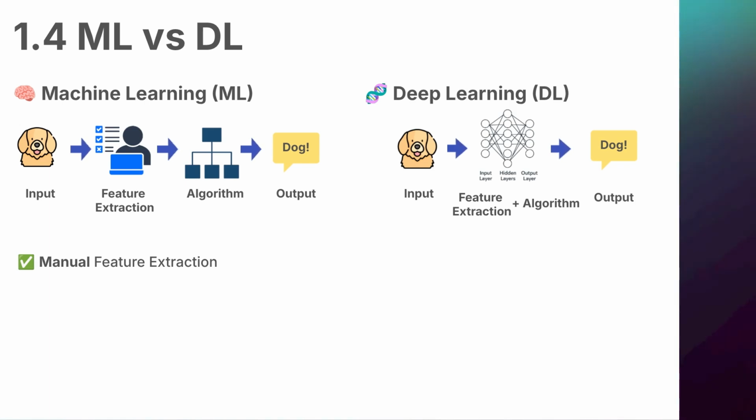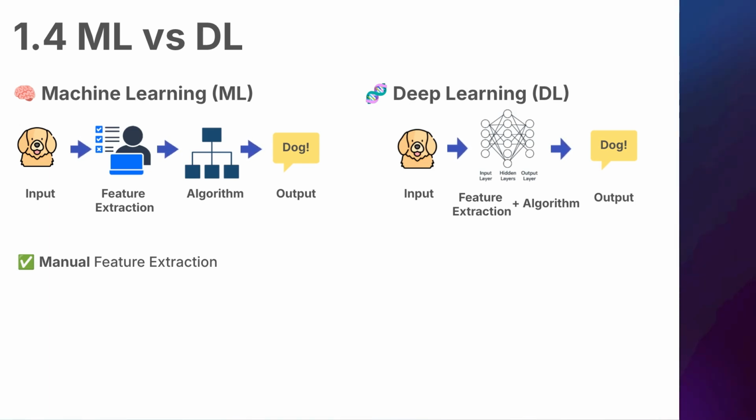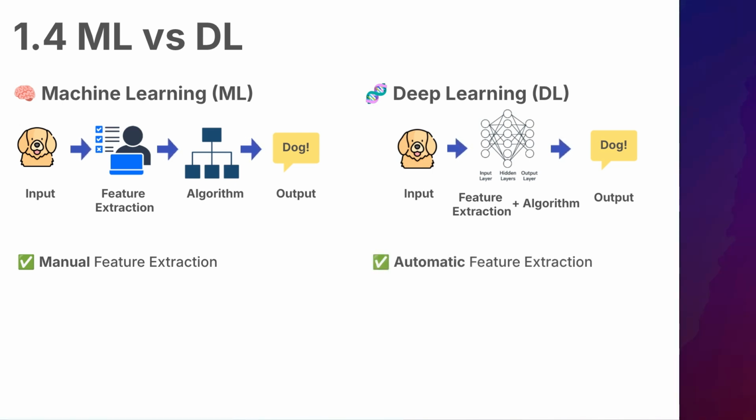In contrast, deep learning is a more advanced form of machine learning. It uses complex structures called neural networks that have many layers, hence the term deep. Popular architectures include convolutional neural networks for images and recurrent neural networks or transformers for text and sequences. A key advantage of deep learning is that it can automatically learn features from raw data, such as pixels in images or words in sentences, without requiring manual feature engineering.